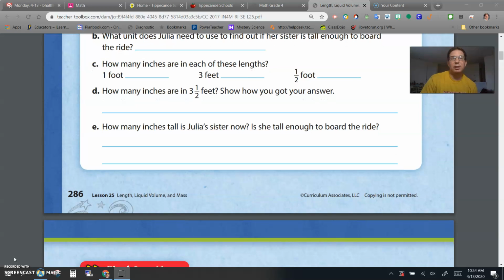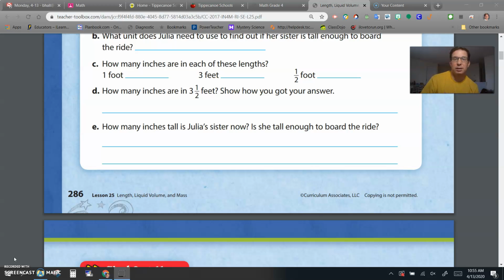So how many inches are in each of these lengths? Think about a ruler. A ruler is 1 foot. How many inches are in 1 foot? Go ahead and write that down. You should have written 12 down. There are 12 inches in 1 foot. So how many in 3 feet? You need to multiply 12 by 3.